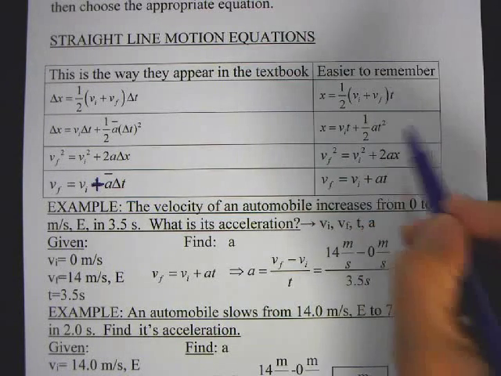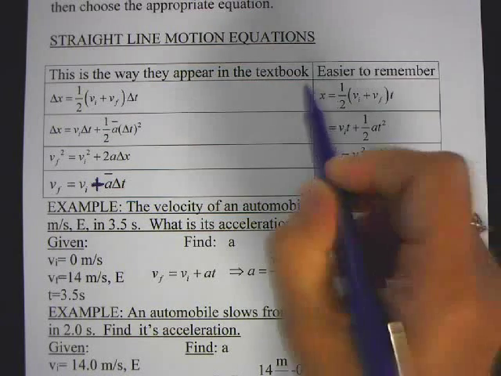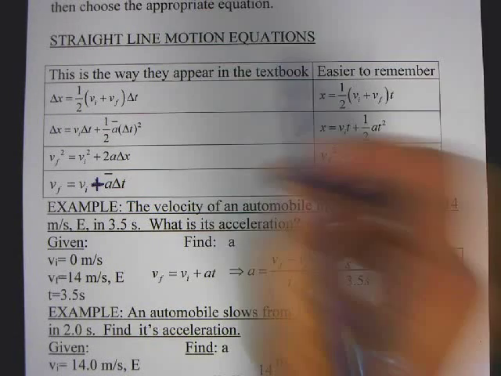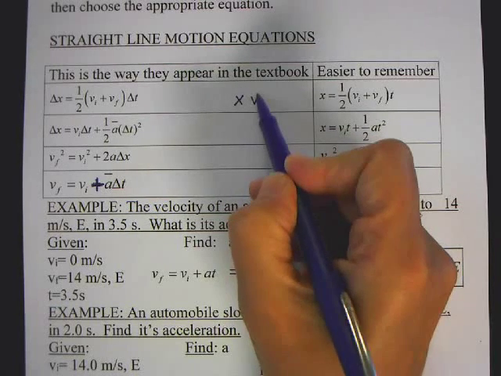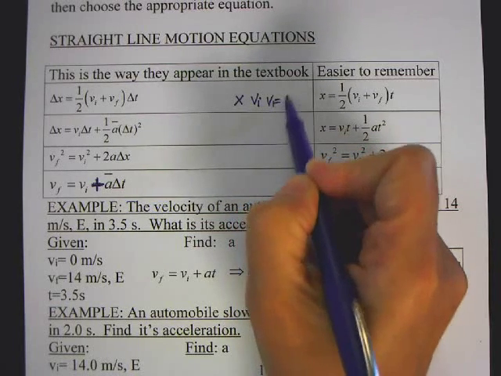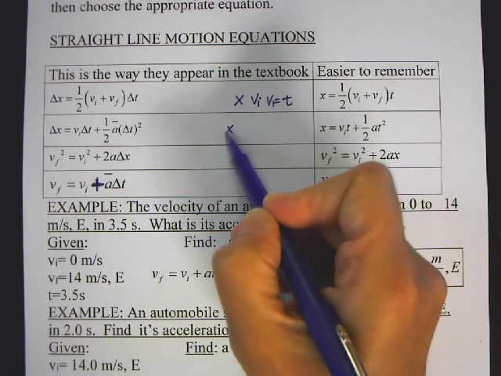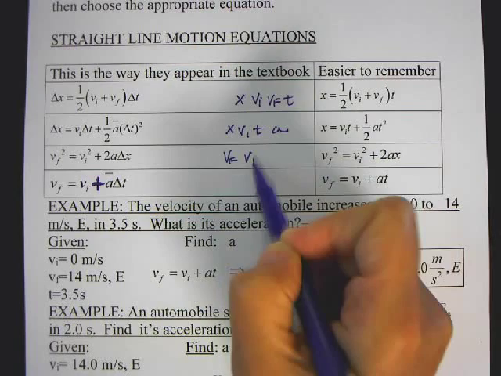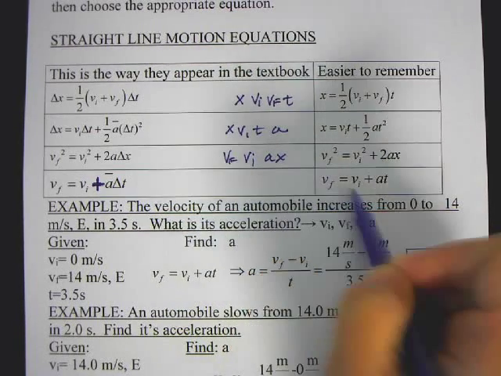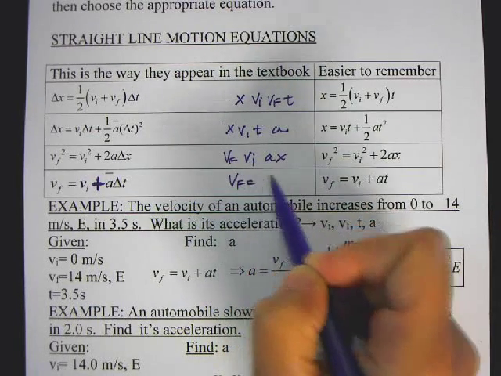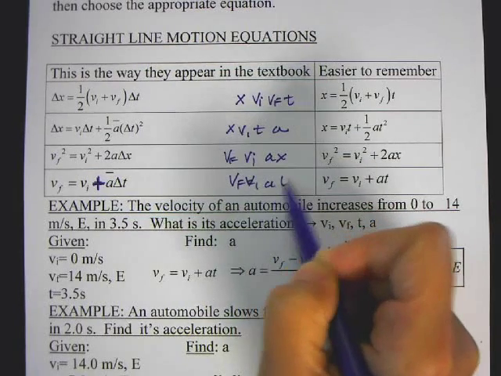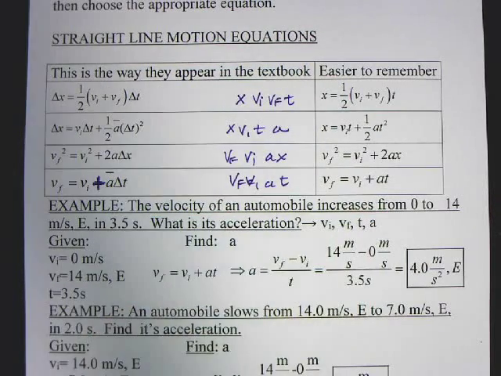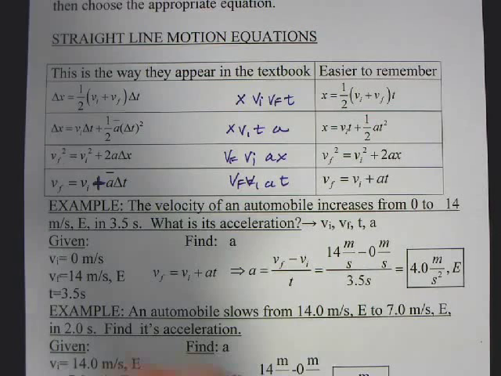How do I know when to use each equation? Again, each equation has different variables. So this one has x, vi, vf, and t. This one has x, vi, t, and a. This one has vf, vi, a, and x. And then this one has vf, vi, a, and t. So when we write down what we're given, and we write down what we want to find, and we look at the four variables, it's very easy to figure out which one to do.